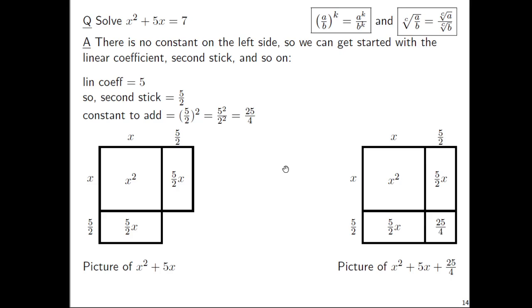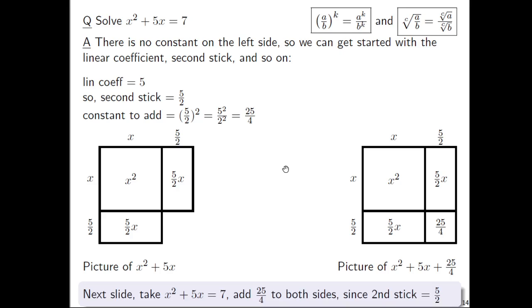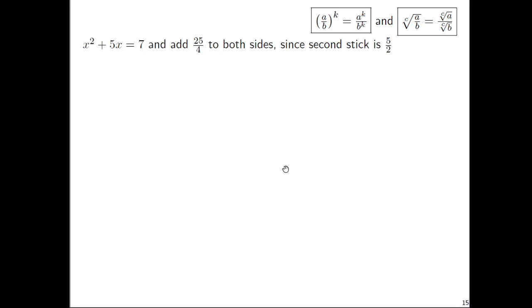We are going to take x squared plus 5x equals 7 and add 25/4 to both sides. Just remember that the second stick was 5/2. So let's copy that info. We had already noticed the second stick was 5/2. We know we need to square that number, which was 25/4, and that's the number we need to add to both sides. So here's what it looks like. It's a little messy. x squared plus 5x plus 25/4 equals 7 plus 25/4.